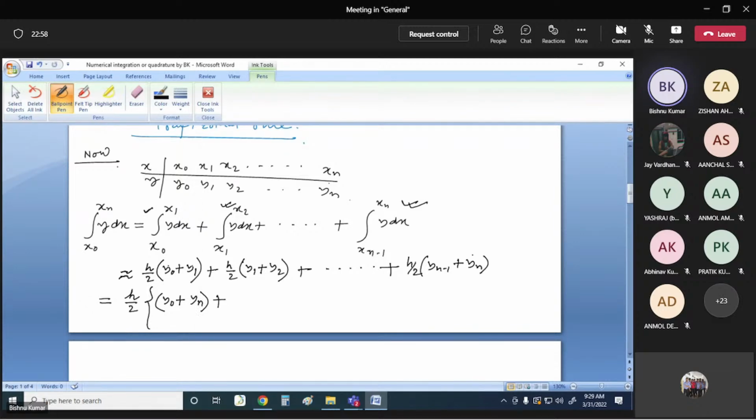And inside you can see y1 appears 2 times, y1 here and y1 here. Similarly, y2 is here, and in the next term we also get y2. Similarly, yn minus 1 here, and the previous term also has yn minus 1. So all remaining terms appear 2 times. Inside, all y ordinates are 2 times, that is y1, y2 up to yn minus 1. So that is basically the final or composite rule of trapezium.